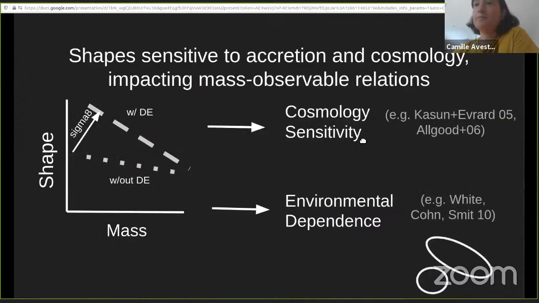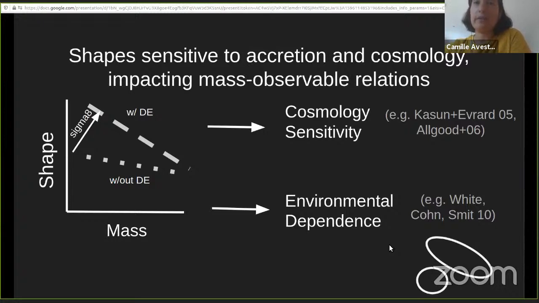So one way to get at that dynamical state is to take a look at shapes: the shapes of the galaxy cluster gas, or the shapes of your underlying dark matter halo if you only have access to an N-body simulation. Previous works have shown that shapes are sensitive to both accretion, so environmental dependence, and cosmology, which then impact your mass observable relations.